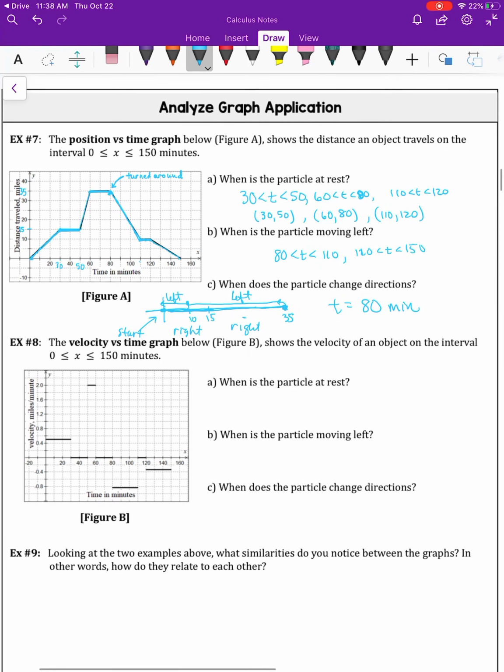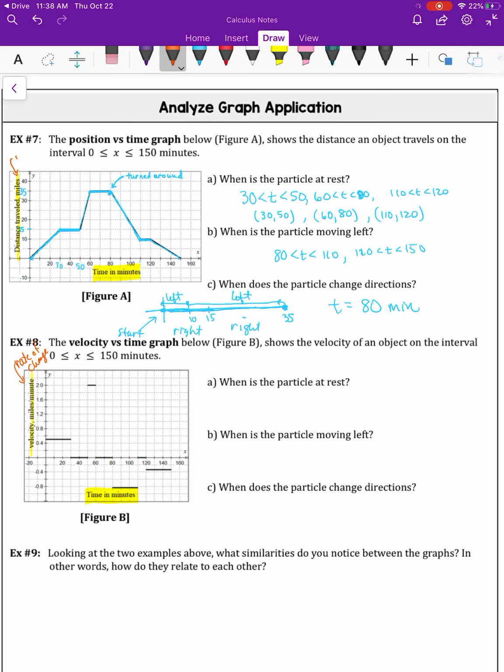So that was position versus time. Then you have velocity versus time. So again, on these graphs, you want to look at what is your y-axis, what is your x-axis, so that you know what's going on. Here, what is your y-axis, what is your x-axis? So that y-axis is a rate of change. That's really important that you pay attention to. That means miles per hour, meters per second, whatever it is. This one happens to be miles per minute, but that's a rate of change.